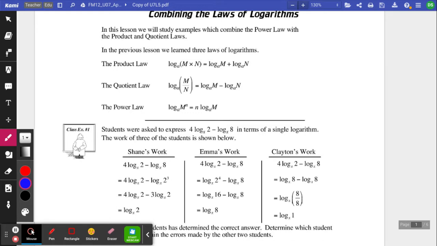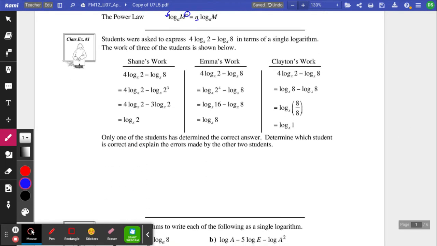The product law: 1 log of 2 things being multiplied becomes 2 logs with the arguments added. And then you have your division becomes subtraction. And then you have your power law, which says this exponent on the m can come down and multiply the logarithm in the front.